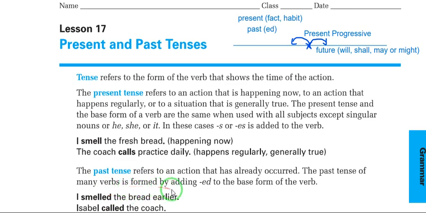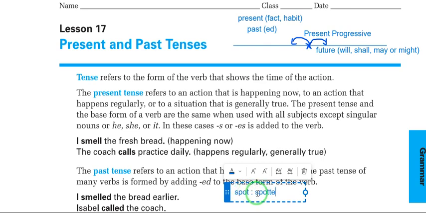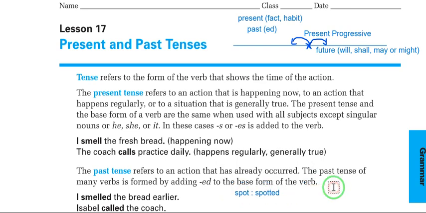Only when we have a word with a short vowel before the final consonant, we double the final consonant and add ed. For example, like spot. If I say spot, and of course spot is a verb here, and I want to change it to the past because it ends with a consonant preceded by a short vowel, what do I do to change it to past? I have to double the final consonant before adding ed.